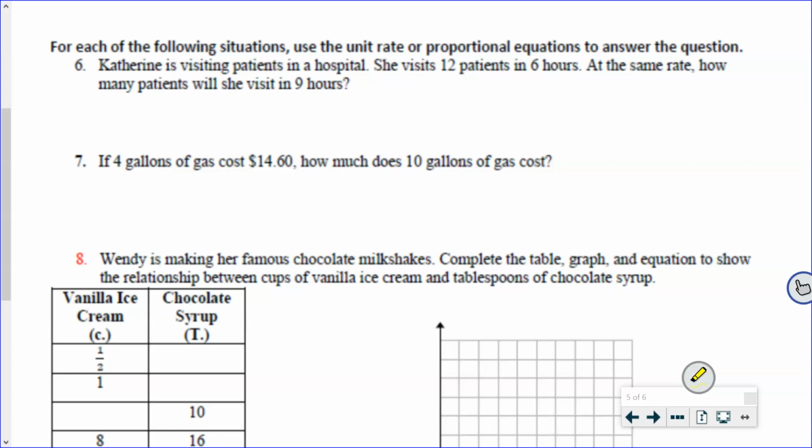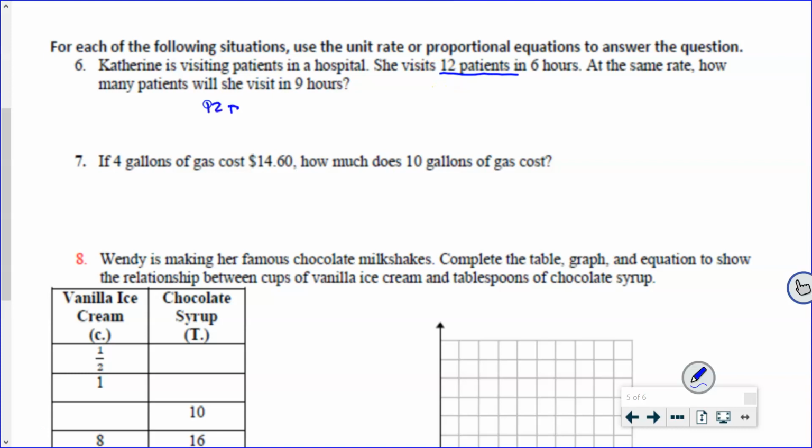I know it's easy. Now let's skip ahead to 6. Catherine is visiting patients in a hospital. She visits 12 patients in 6 hours. At the same rate, how many patients will she visit in 9 hours? I'm going to set this up just like the last one.